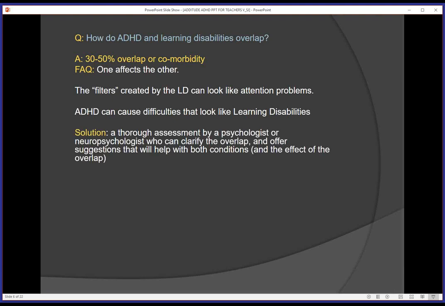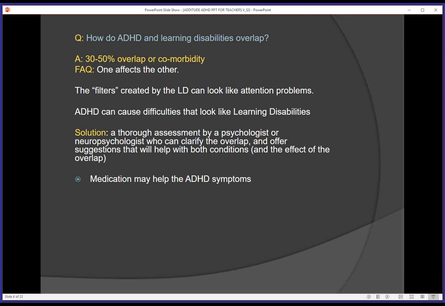So a good multidisciplinary assessment by a psychologist or a neuropsychologist is really helpful here. Someone or a team of people who can clarify the overlap that exists between these two conditions and then offer suggestions that will help with both conditions. If you have strategies that help with the ADD component in a child, then that's going to help the learning disability and vice versa. So the two conditions coexisting in one individual have an overlapping impact. We have to treat both of those by interventions in both of those domains.